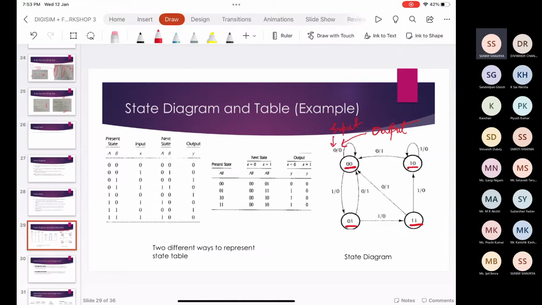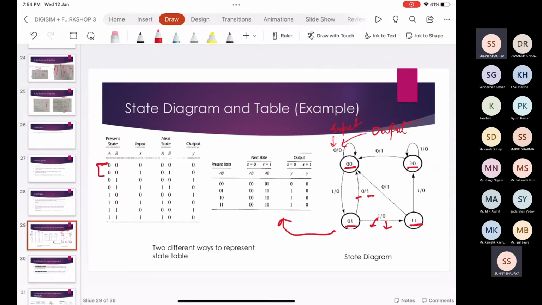When input is 1 and output is 0, the next state is 0, 1. For state 0, 1, we can see when input is 1, output is 0, and next state is 1, 1. And when input is 0, output is 1, next state is 0, 0. The same is represented here by the state table.